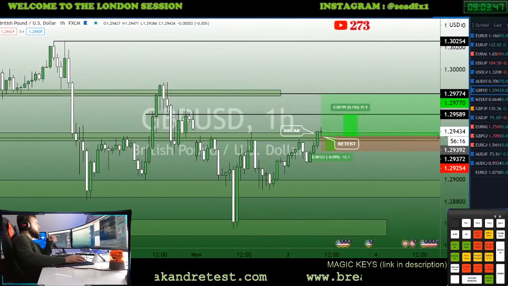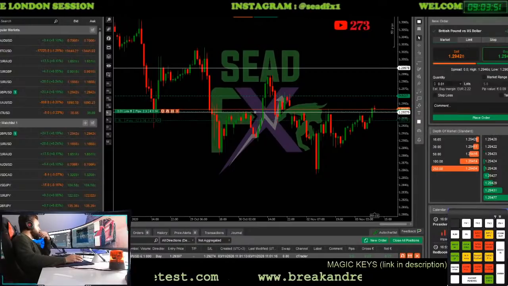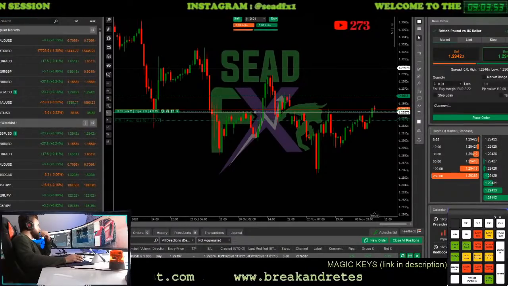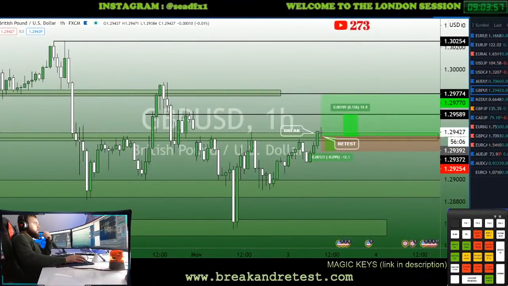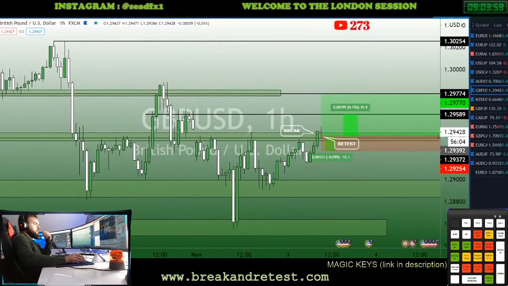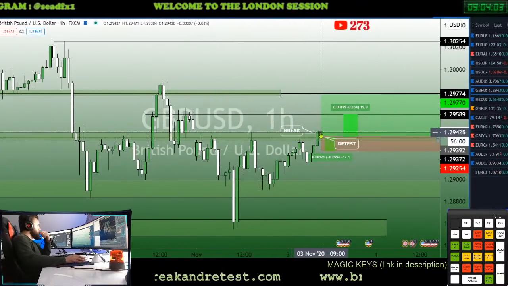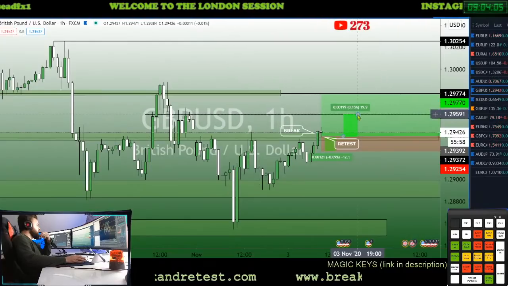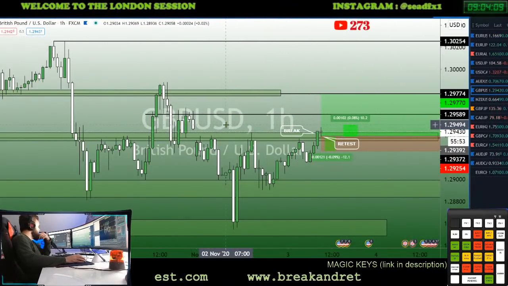Okay, so also the trade is on the copy trade account. As you can see, we're 2-3 pips in profit. We'll see how it goes. We just need to wait now and see how it plays out. I think we're gonna have at least a 10 pips move to the upside. I think at least 10, 15.